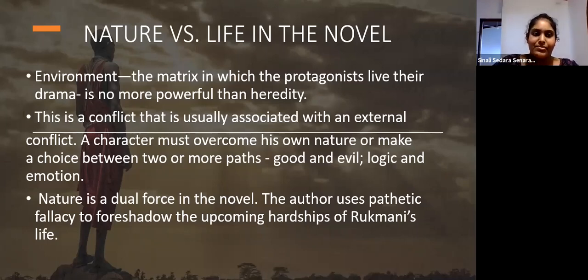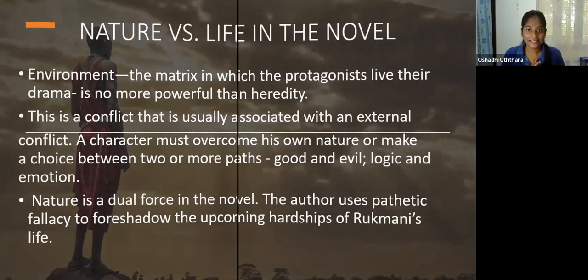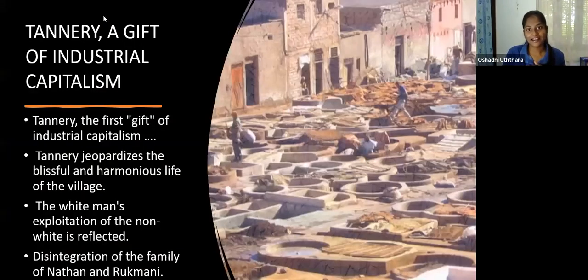Thank you, Sinali. What I hope you'll get from this slide is a better idea regarding the role of tannery in the novel Nectar in a Sieve. Tannery, the first gift of industrial capitalism, approaches this story as a consequence of industrial capitalism. As we are all aware, this story is knitted around a rural agricultural background. However, after the subsequent arrival of the tannery, the village is altered environmentally and economically.